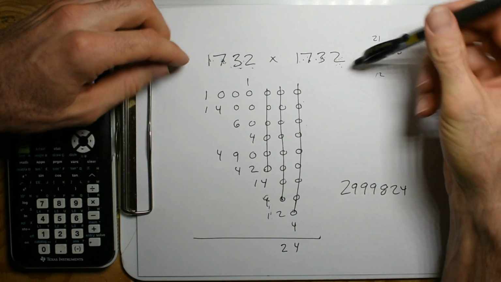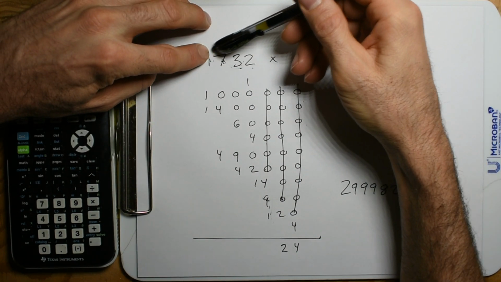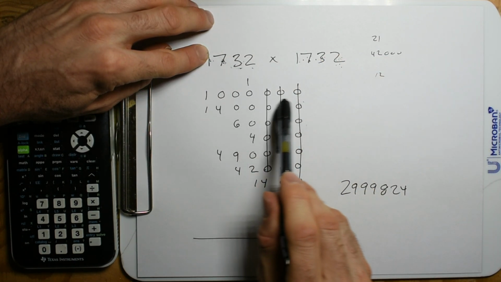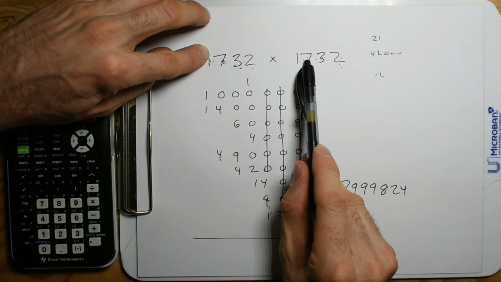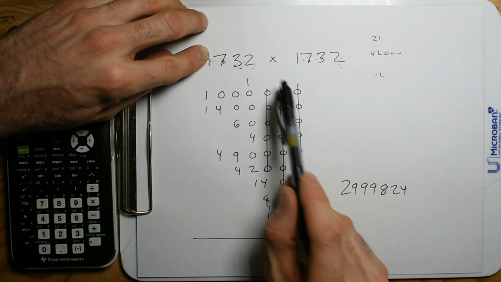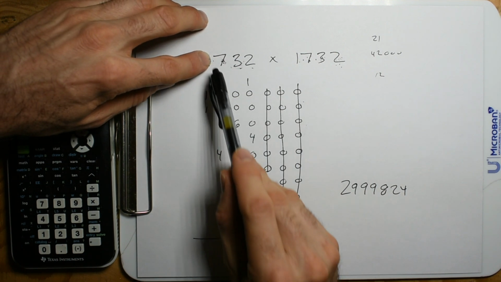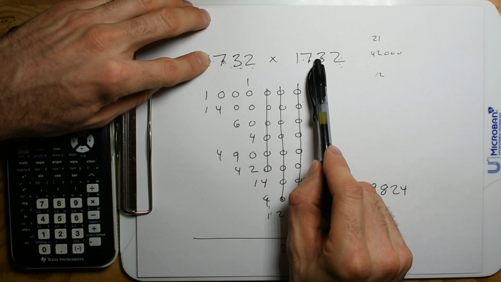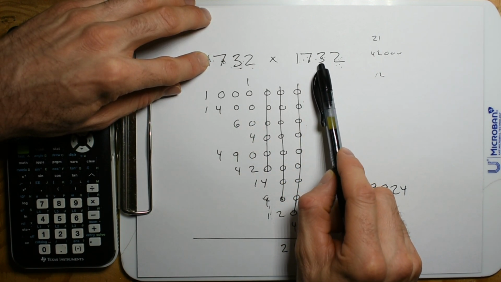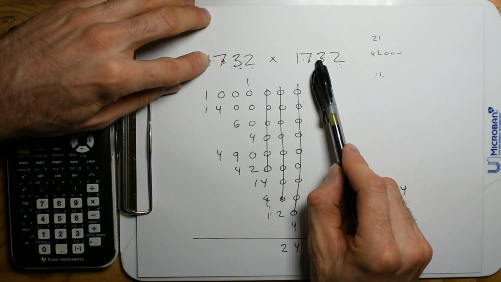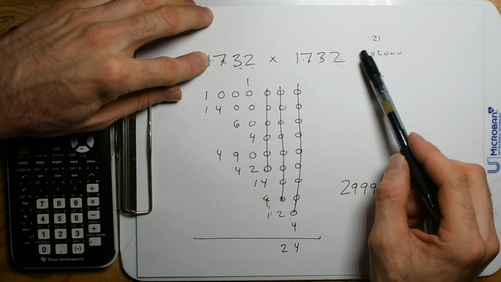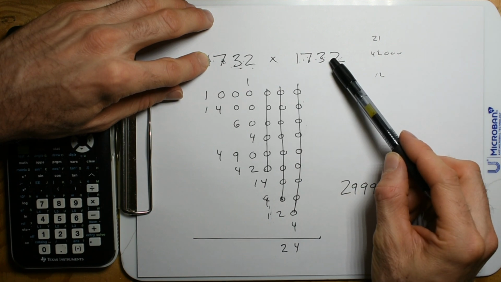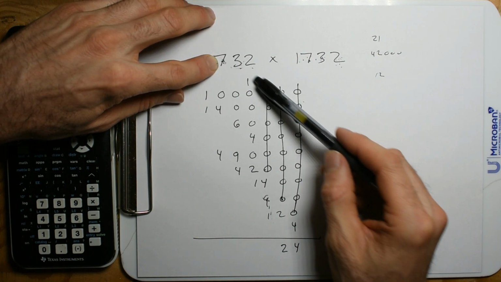Alright, let's double check this. 1 times 1, I'm going to have 1 of those. Checked. 1 times 7, I'm going to have 2 of those. That's 14, and 5 zeros. Cool. 1 times 3, I'm going to have 2 of those. That's 6 with 4 zeros. 1 times 2, I'm going to have 2 of those. That's 4 with 3 zeros. Move on to the next one.